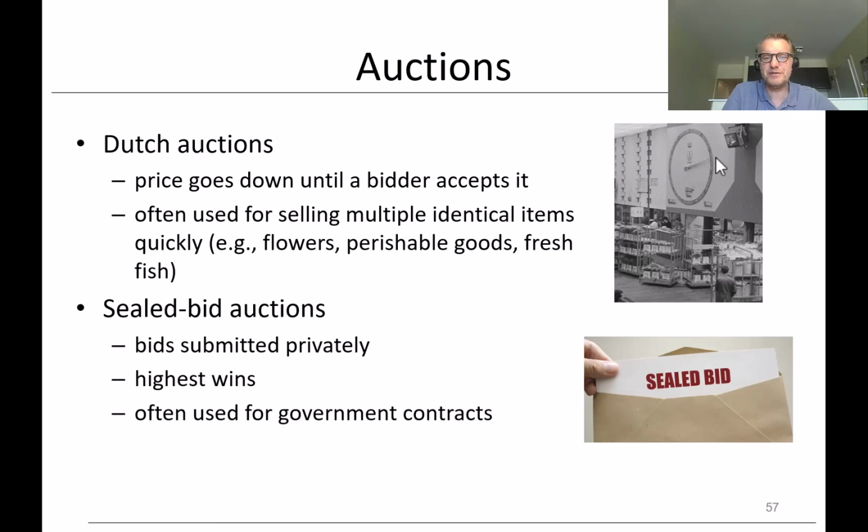This is often used for selling multiple identical items. Like in the Netherlands, this is often used to sell flowers. What you see on the picture here are flowers. Perishable goods or fresh fish, as I saw it when I was a small kid in Zeebrugge. Sealed bid auctions is when I put a sealed bid in an envelope. It's collected by the auction agency, and the highest one wins. This is often used for government contracts.